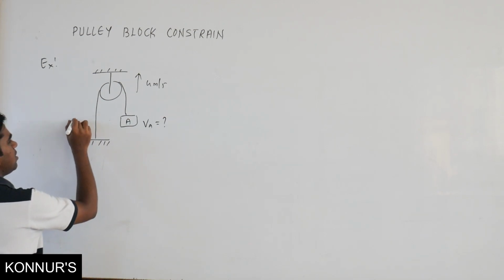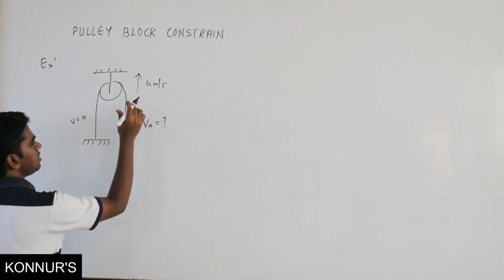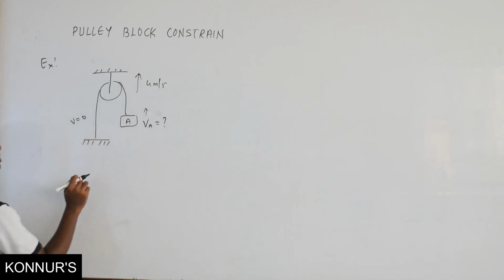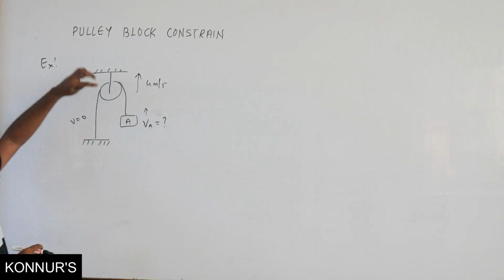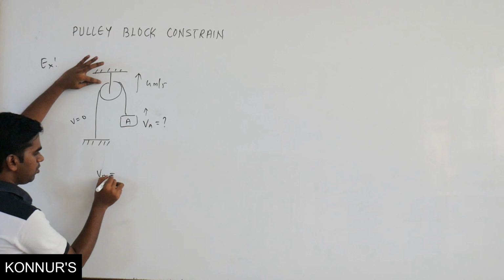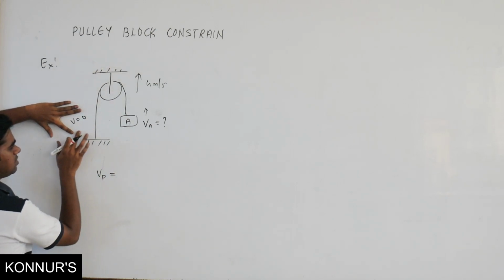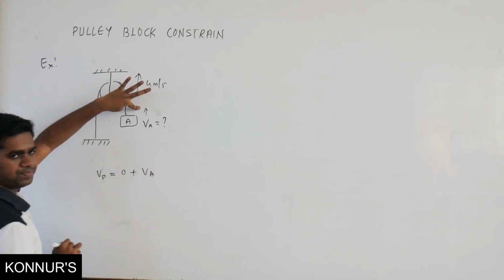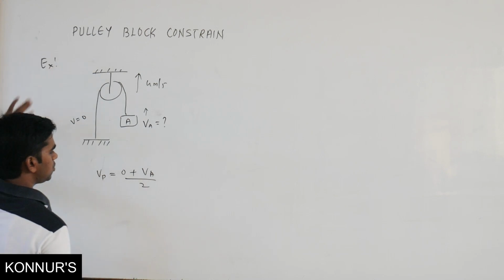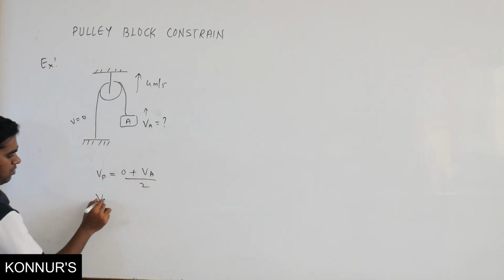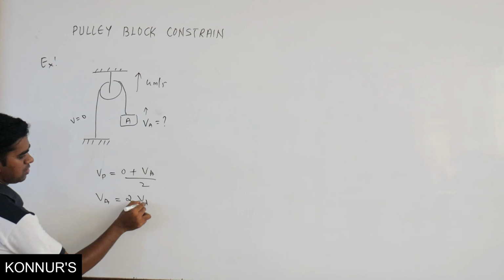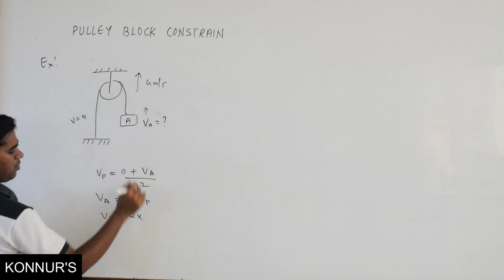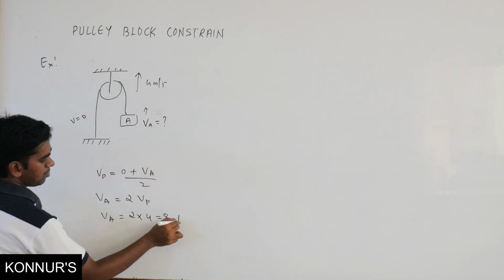Here velocity is 0. Here the velocity you can take in the upward direction only, that is VA. So can I apply the pulley method? The pulley method will say velocity of the pulley equals velocity of one block, which is 0 on this side, plus VA, divided by 2. You want VA, so VA equals 2 times VP. So VA equals 2 into 4, which will become 8 meter per second.